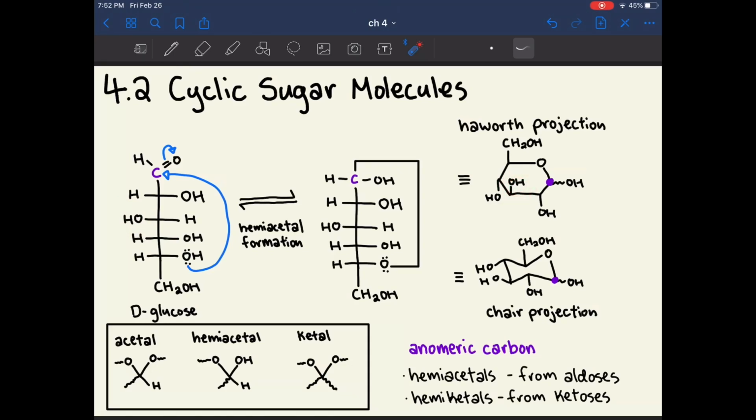You may also be asked what happens if a different oxygen attacks. So this is not the only oxygen that can attack the carbonyl carbon in terms of glucose. This is just the oxygen that would need to attack in order to form a 6-member ring. However, this OH group can also attack to form a cycle, but as you can see, the cycle will be 1 carbon smaller, and therefore it will only be a 5-member ring. That's how you would form the furanose version of glucose.